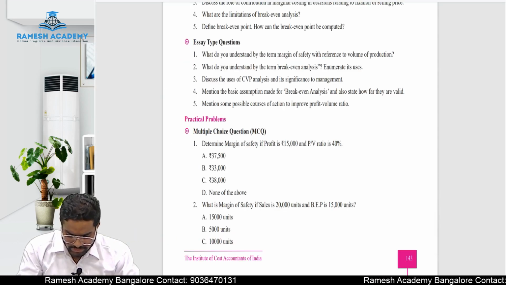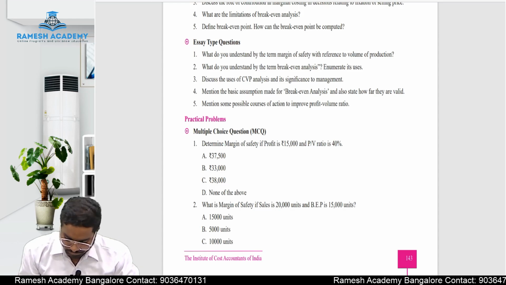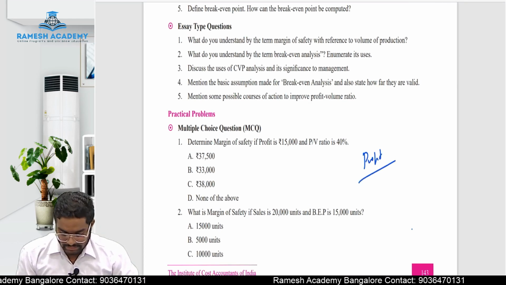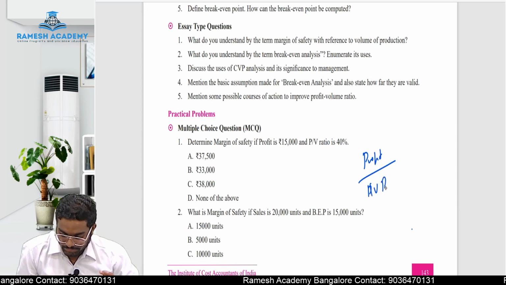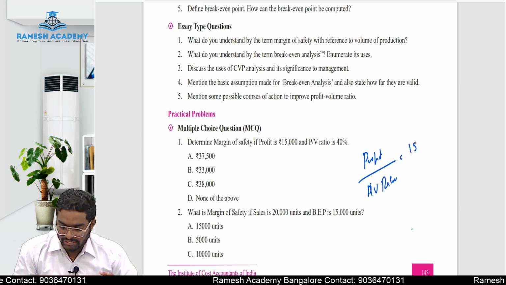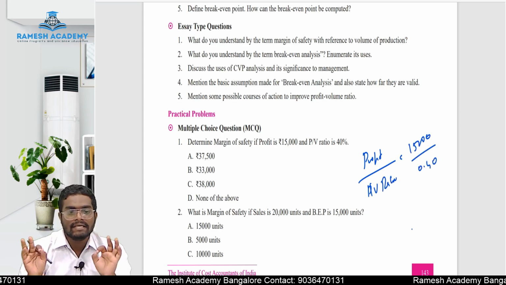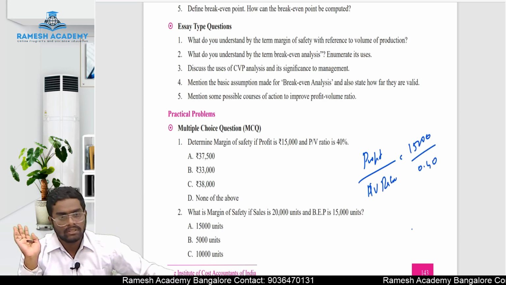The formula is profit divided by the PV ratio. So what is our profit here? It is 15,000 and we have to divide it by 40% and that will be our answer. Simple question and simple answer.